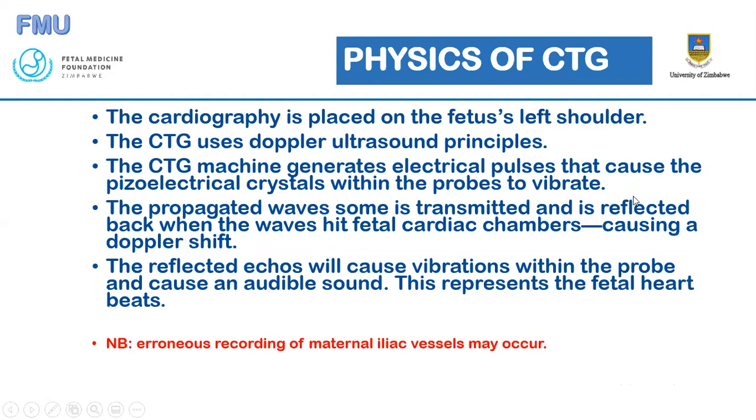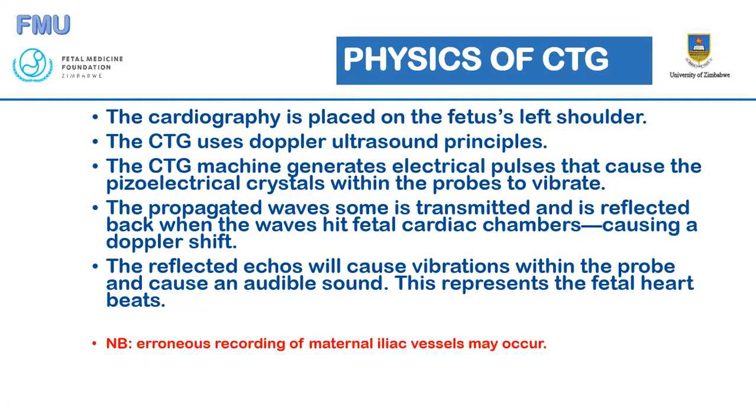The cardiotocograph or cardiometer is placed on the fetus's left shoulder. The fetal left shoulder will be difficult to diagnose just by random palpation. But the good thing is we have introduced labor with ultrasound. I know we are yet to run a training, which we'll do soon. But labor with ultrasound should help you locate where the baby's left shoulder is.